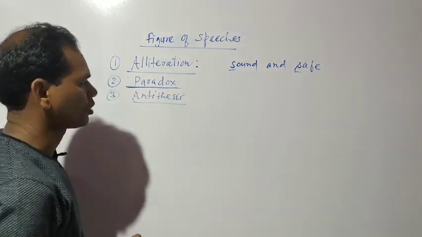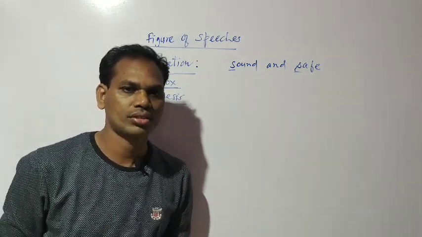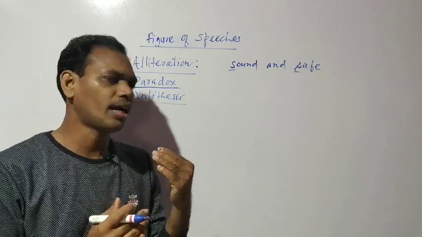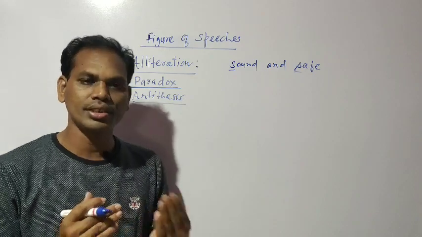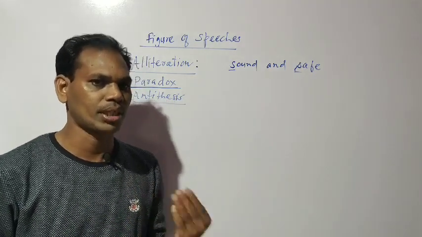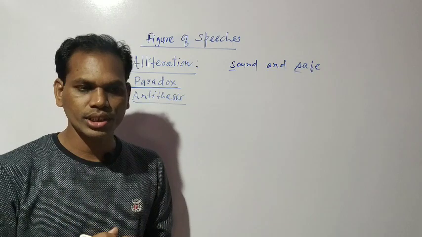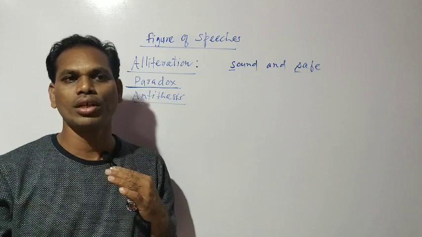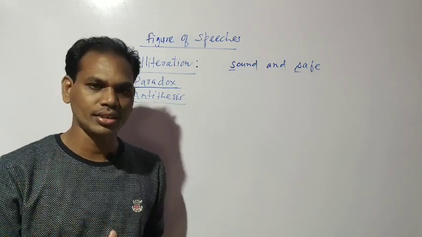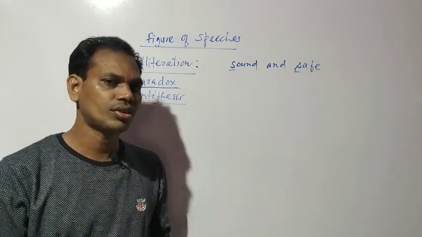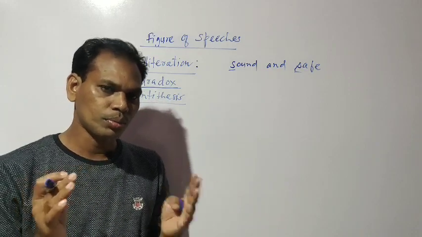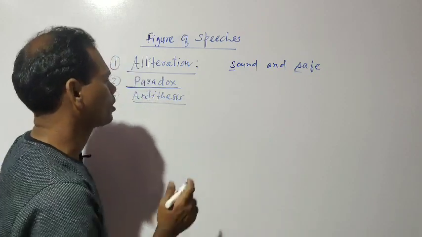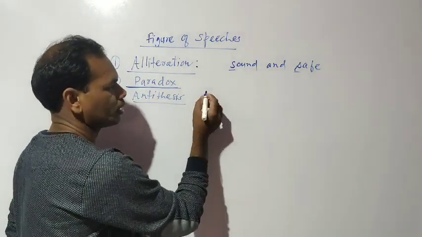Another one is paradox. What happens in paradox? Paradox is somewhat like antithesis, right? But there is a difference between antithesis and paradox. In paradox, two opposite ideas or two opposite words are written in a line to secure the emphasis. Though the two opposite words are there, that is the reality, right? For example, see, one example is there.